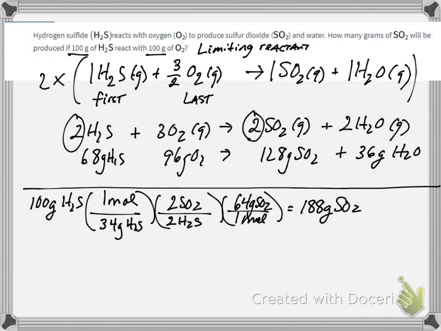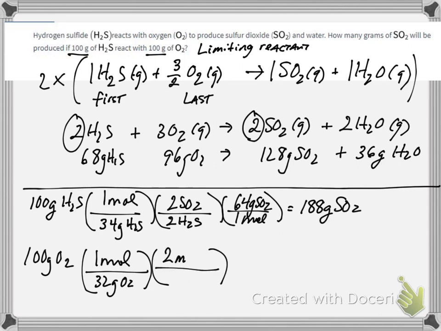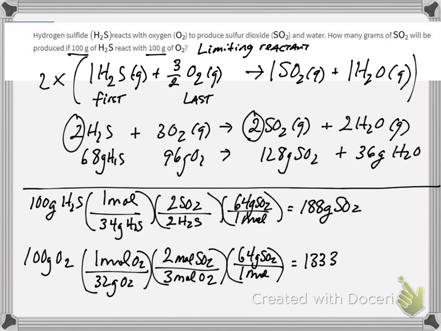Now, if this is limiting, then when we try to do this with oxygen, we will make more. If this is not limiting, then oxygen is going to make less, and this one would be more. So let's check. All right, so same thing, divide by the molar mass of oxygen, multiply by your coefficients, 2 moles, now it's 3 moles of O2. Multiply, it's still 64 grams, it's still the molar mass of SO2, and we get 133 grams of SO2.